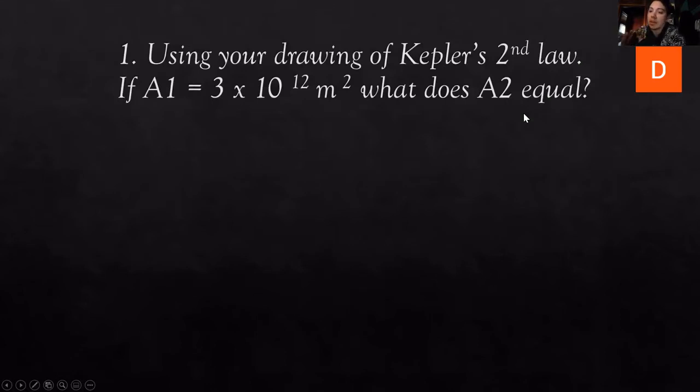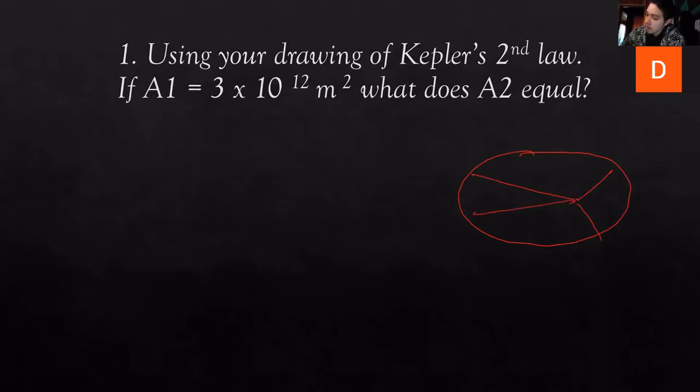So now I have two questions for you. First, using your drawing of Kepler's laws, if A1 is equal to 3 times 10 to the 12th meters squared, what does A2 equal? So if you remember in your drawing, this is A2 and this is A1. I'll go ahead and pause and try to solve the question.